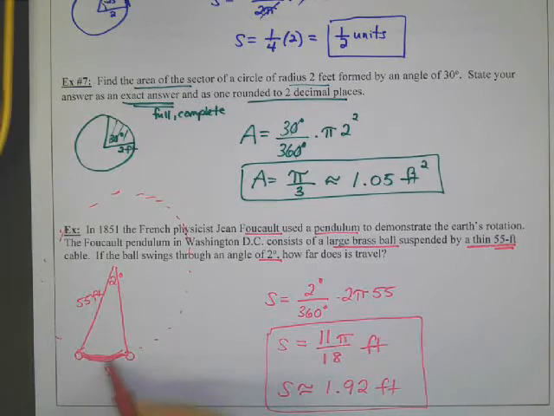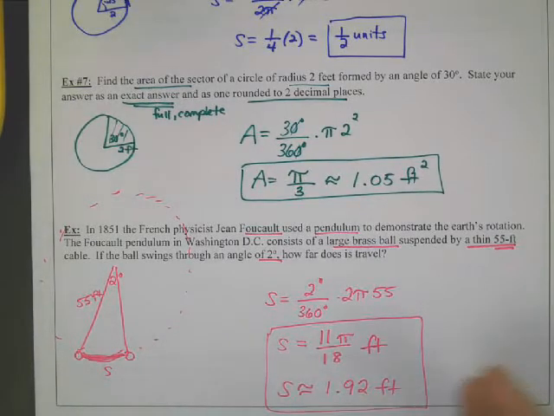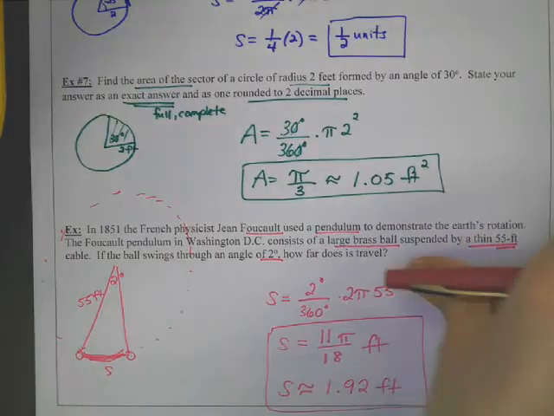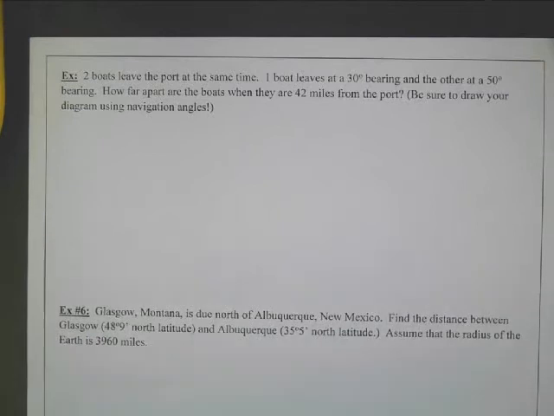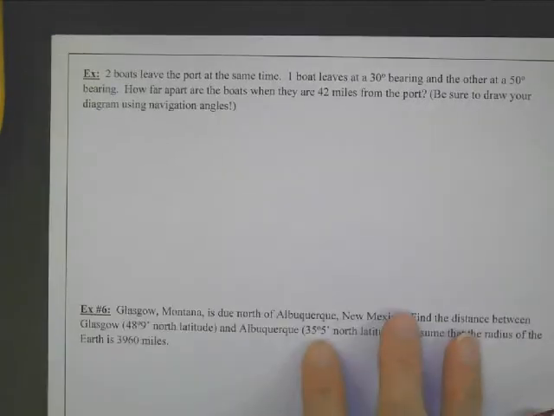So this pendulum only swings back and forth 2 feet. But it's just swinging back and forth because the Earth's turning, so that is quite remarkable. Okay. We got a couple more fancy problems here. Just fancy ways of saying do some arc length or area of a sector.